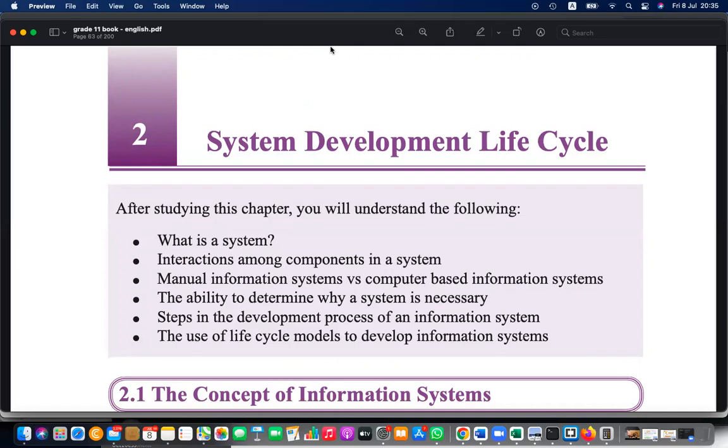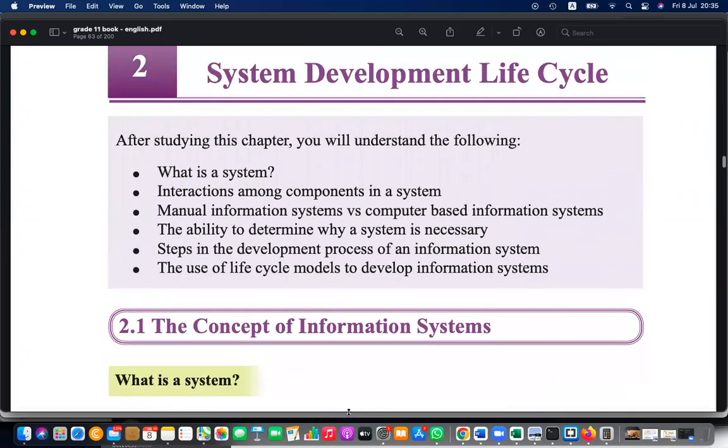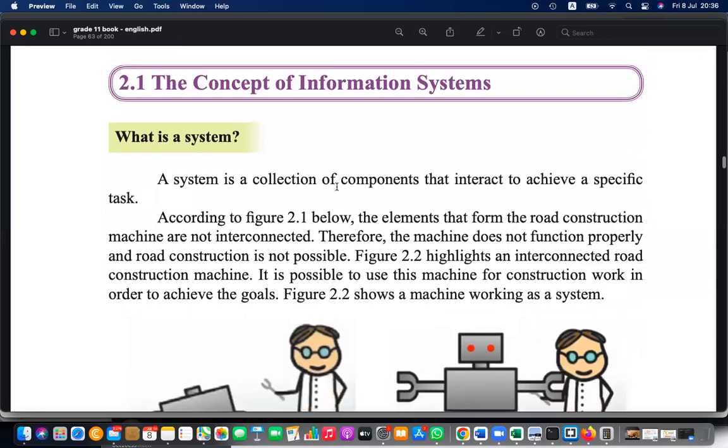Feature number 1, it is a set of components. Feature number 2, interactively working together. Feature number 3, there is a common goal. For the respiratory system, the common goal is respiration. So a system is actually a collection of components that interact, or you can say a collection of connected components. Better you add that term, collection of interconnected components.